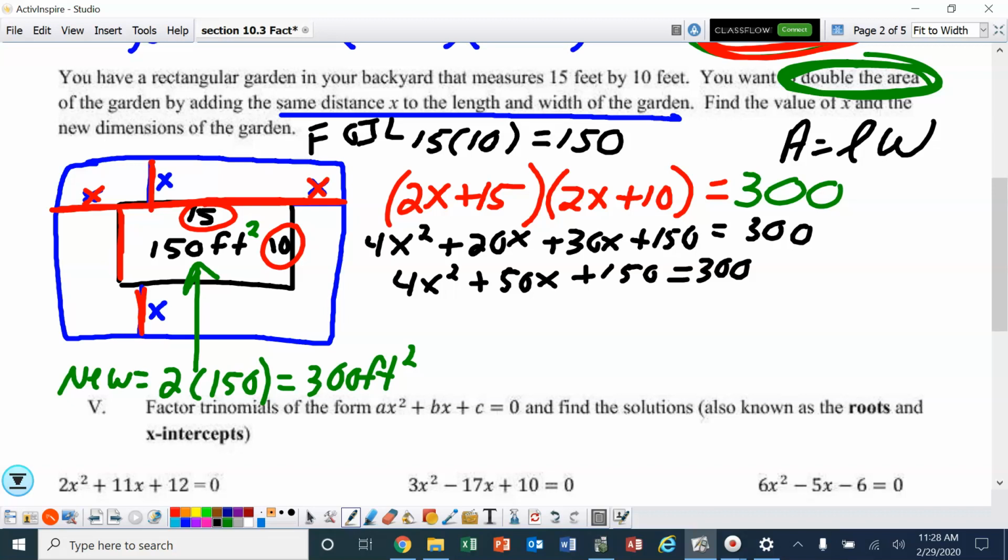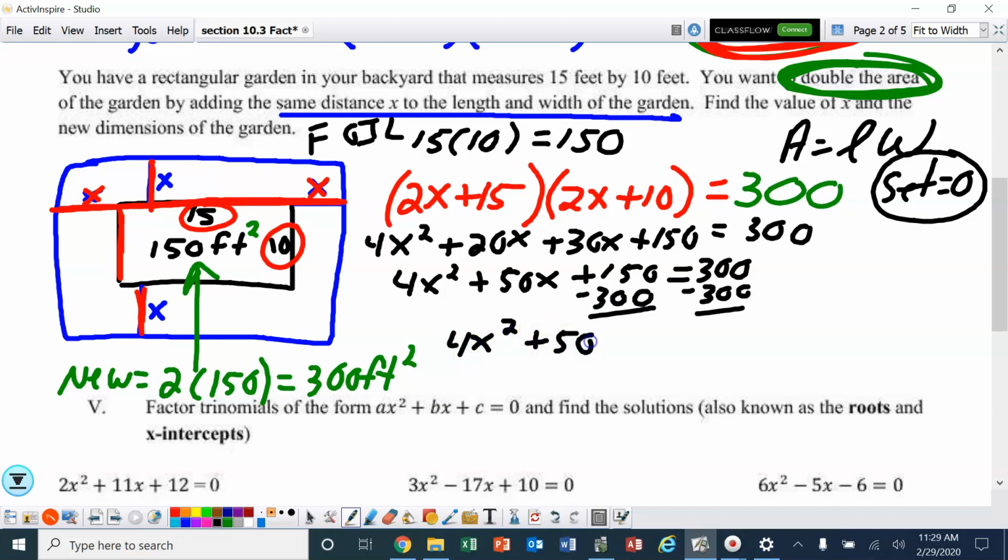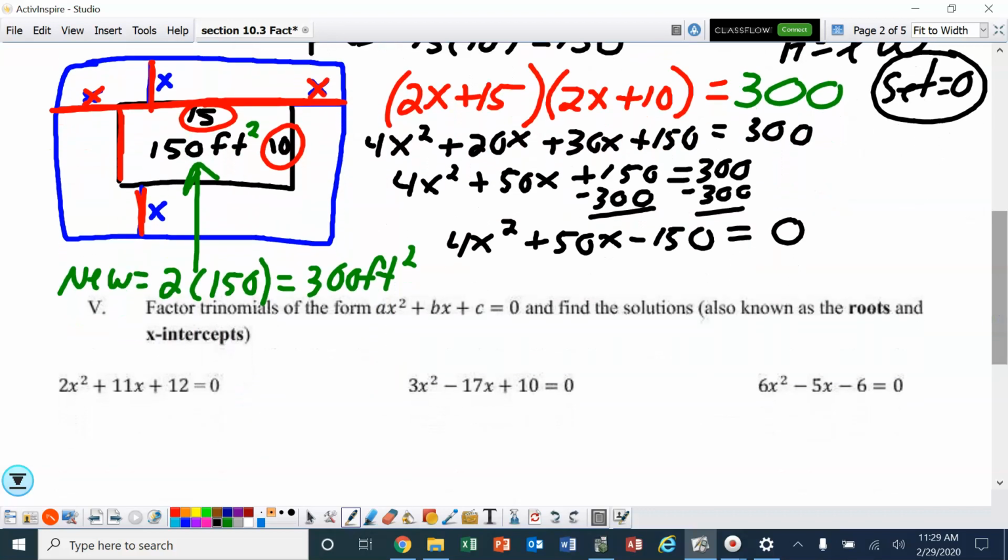All right, well, now I got to set it equal to 0. I can't solve it unless it equals 0. So I'm going to subtract 300. So 4x squared plus 50x, let's see, minus 150 equals 0. All right, wow. Okay, I'm running out of room. So let me pause this a second and make a little bit more room.